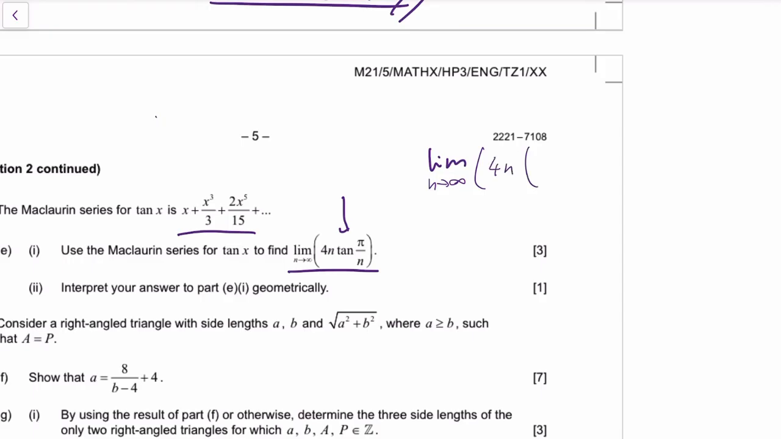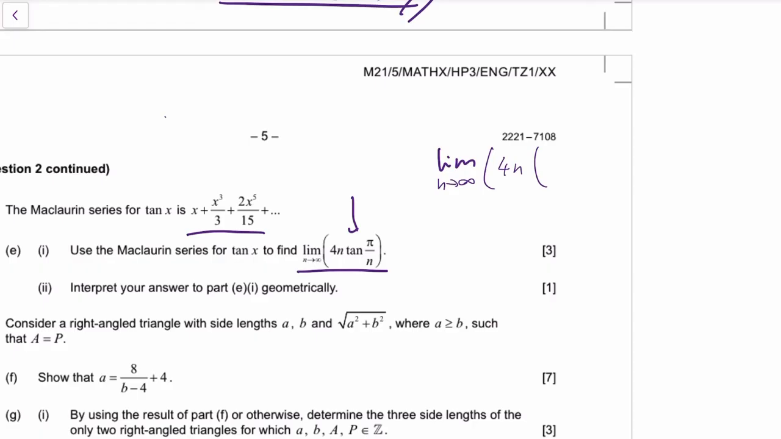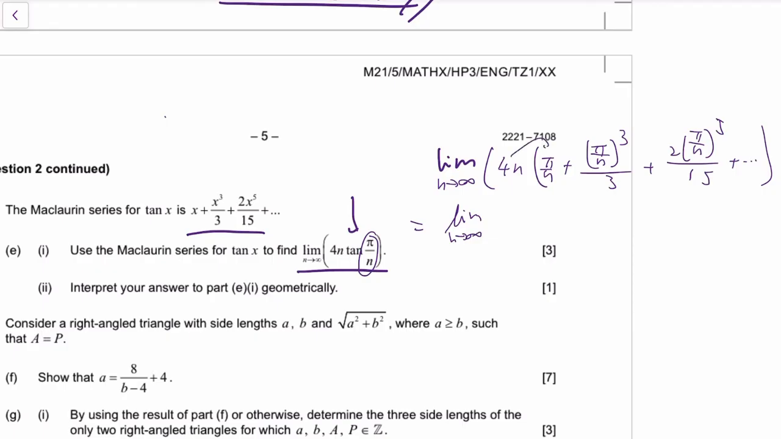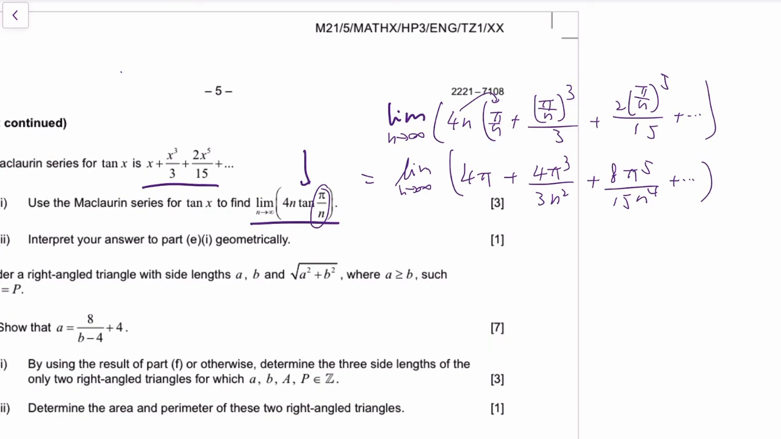So 4n, so the Maclaurin series of tan, you put this to be x, so it's pi over n plus pi over n cubed over 3 plus 2 pi over n to the power 5 over 15. Then we will expand the 4n, so we have 4 pi plus, what's the next term? 4 pi cubed over 3n squared, and then we have 8 pi to the power 5 over 15n to the power 4, and so on and so forth. But the key is when n goes to infinity, any term that has n in the denominator will become 0. Alright, so this limit would simply be 4 pi, because the rest becomes 0.